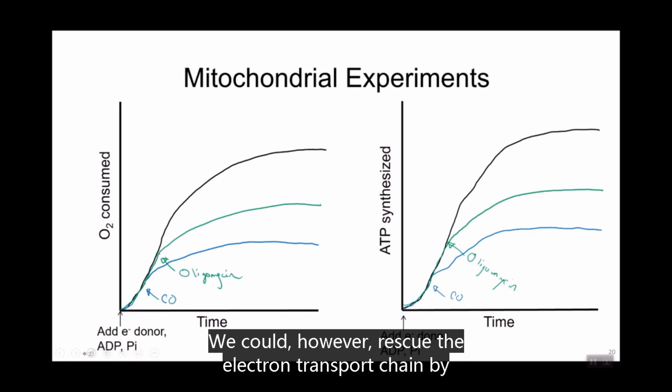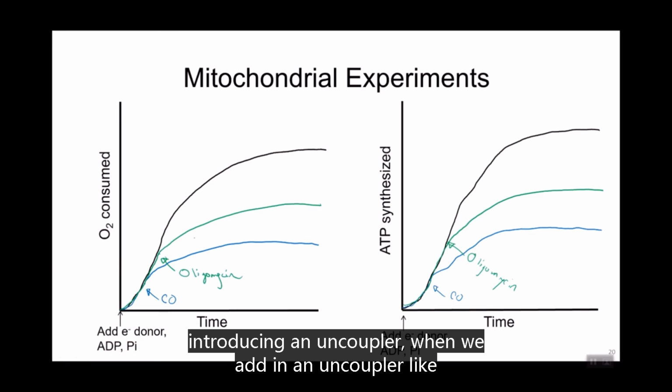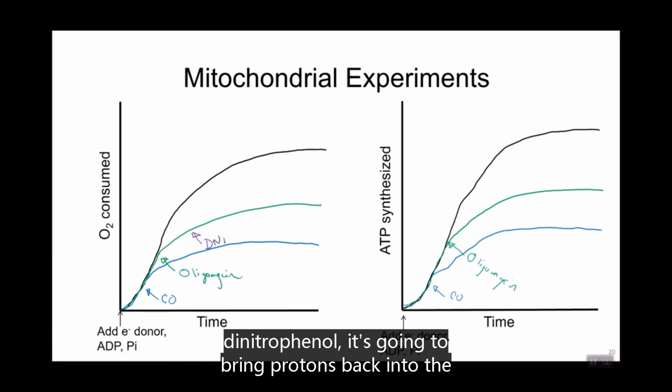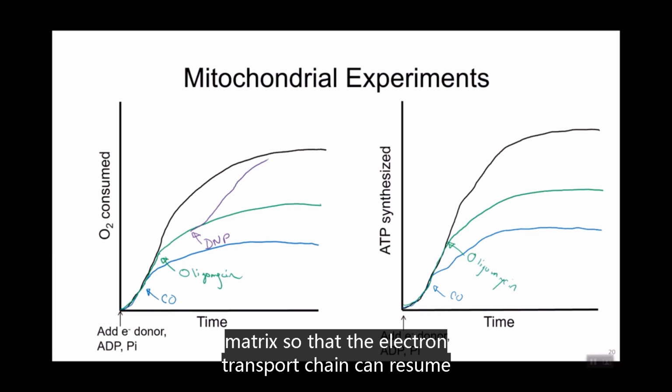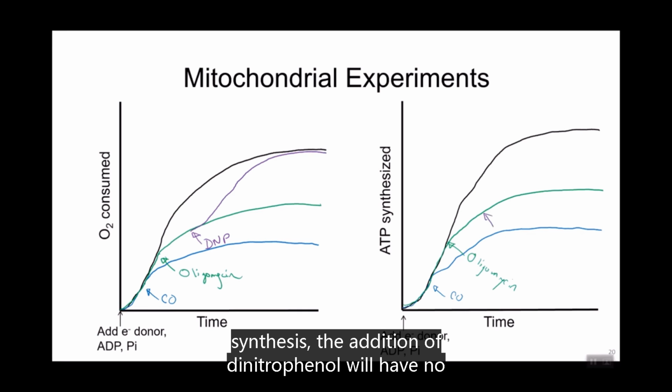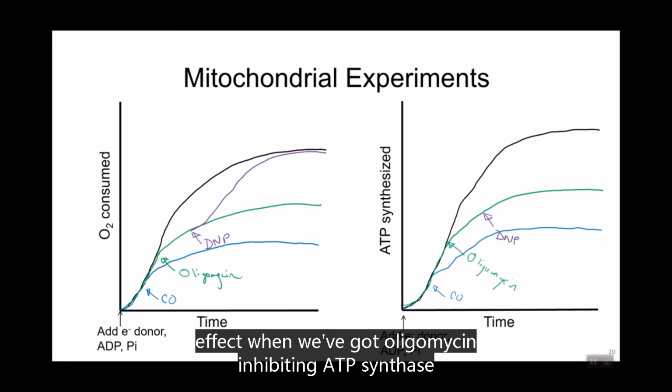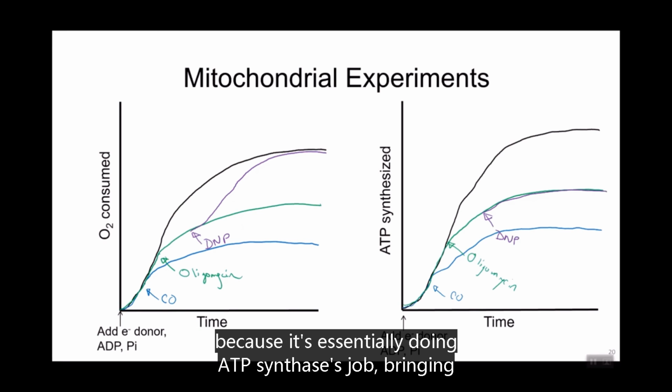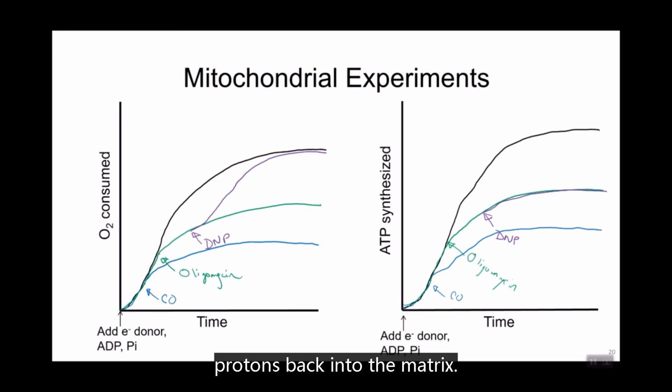We could, however, rescue the electron transport chain by introducing an uncoupler. When we add in an uncoupler like dinitrophenol, it's going to bring protons back into the matrix so that the electron transport chain can resume passing electrons and pumping protons. If we look at ATP synthesis, the addition of dinitrophenol will have no effect when we've got oligomycin inhibiting ATP synthase because it's essentially doing ATP synthase's job, bringing protons back into the matrix.